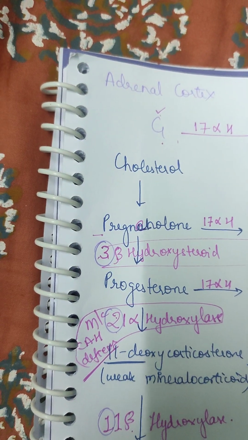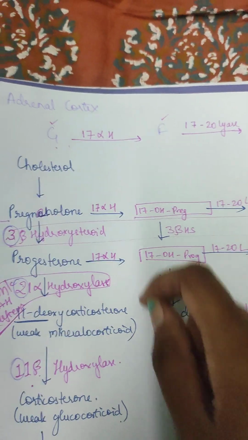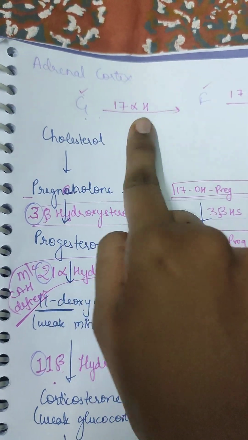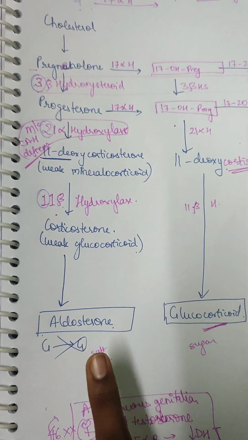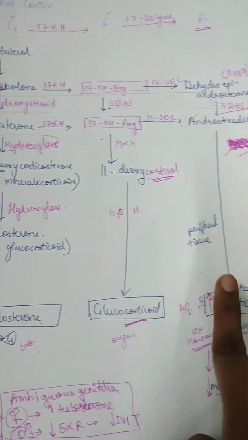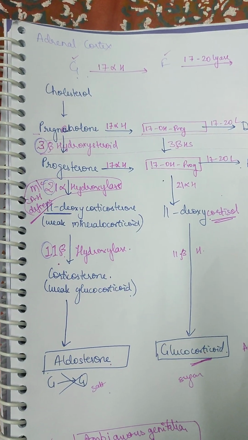Also, one important part to remember is GFR, glomerulosa, fasciculata, reticularis, and more important is what each of them secretes. G doesn't give G, so we remember it as G doesn't give G. And then salt, sugar, and sex hormones: aldosterone, corticosteroid, and testosterone. So let's get going with this part.